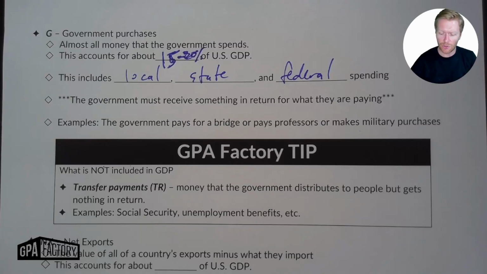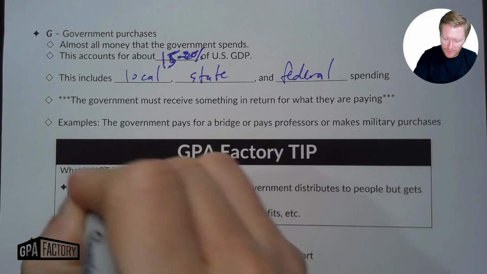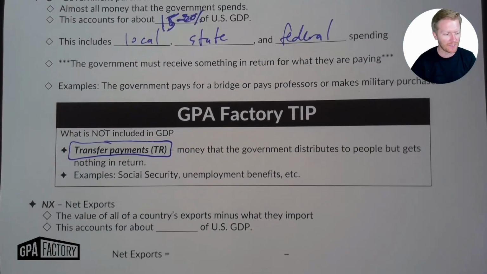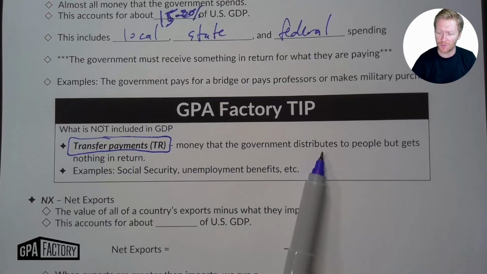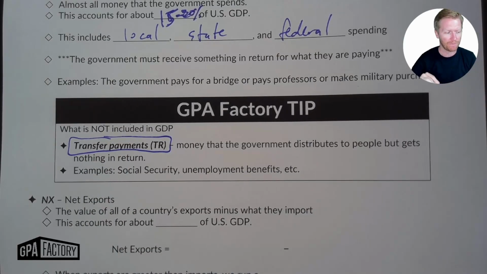But things that are not included are what is called transfer payments. This is a big concept that's talked about at various times in this course, but this is really just money that the government gives out. It's almost like a handout. So money that the government distributes to people, but it doesn't really get anything in return. Some examples are Social Security or unemployment benefits. The government is just transferring from itself into the hands of individuals or companies. Those transfer payments are not going to be added to GDP. So they're not part of government purchases because the government's not really getting anything in return. There's no productive capacity going on there.